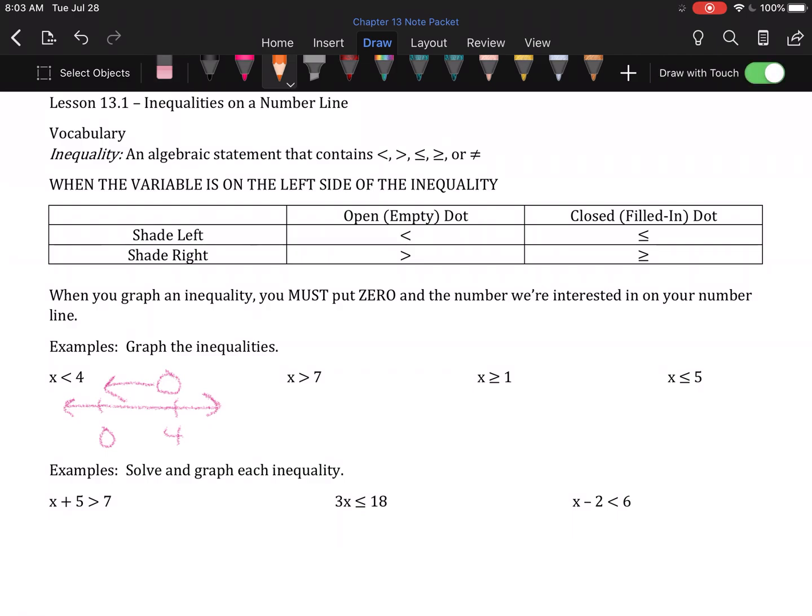So the next inequality says x is greater than 7. So I'm going to put down a number line. I'm going to put 0 and 7 on that number line. Greater than is here, so we can see that's an empty circle and shade right. So I'll put an empty circle above the 7. And shade right means put an arrow to the right.